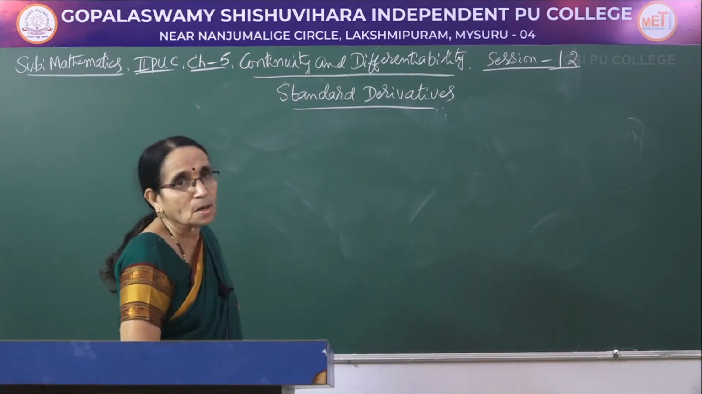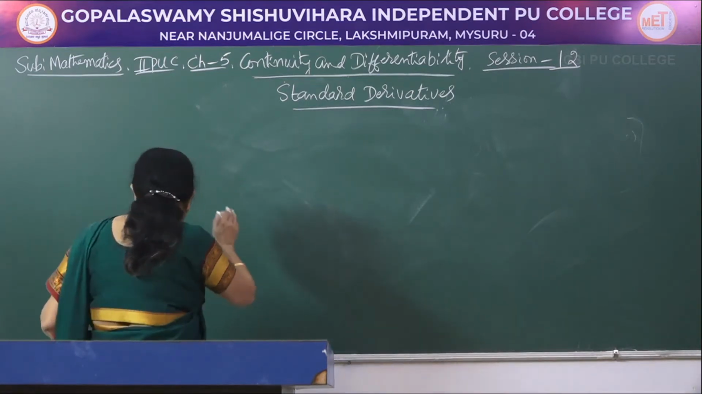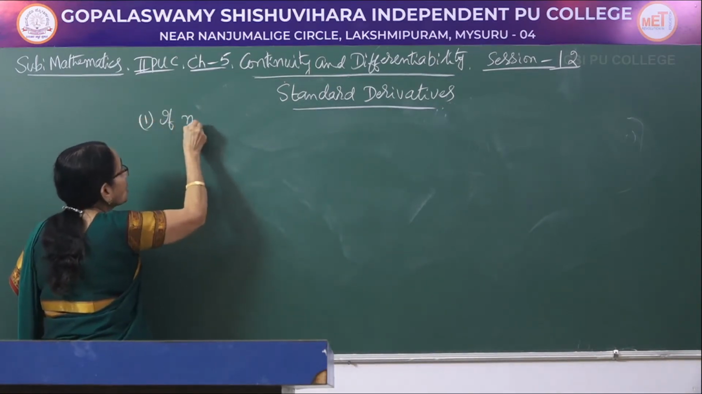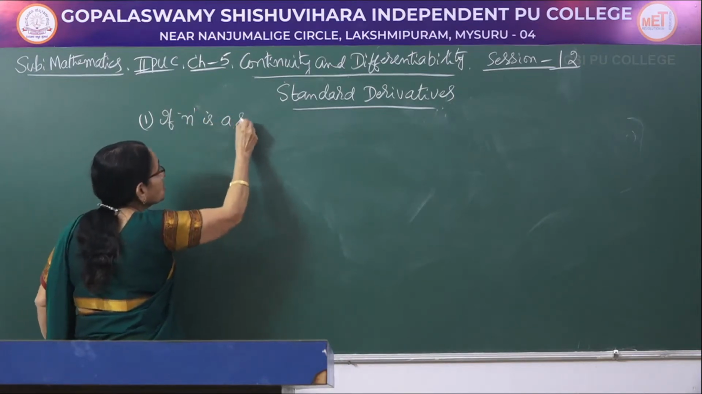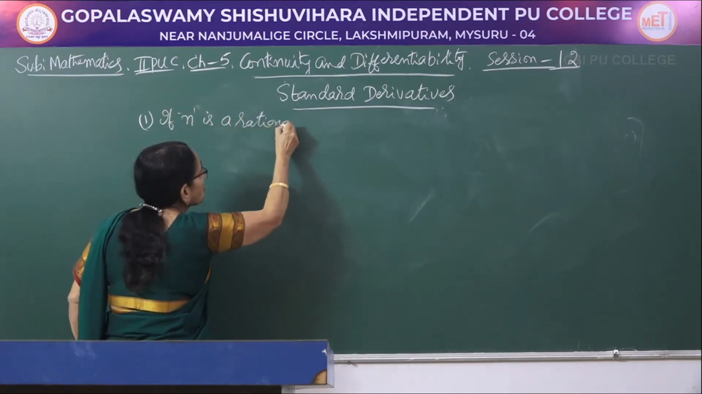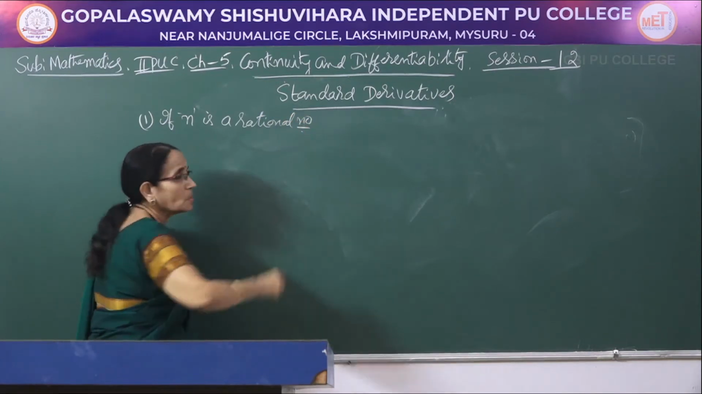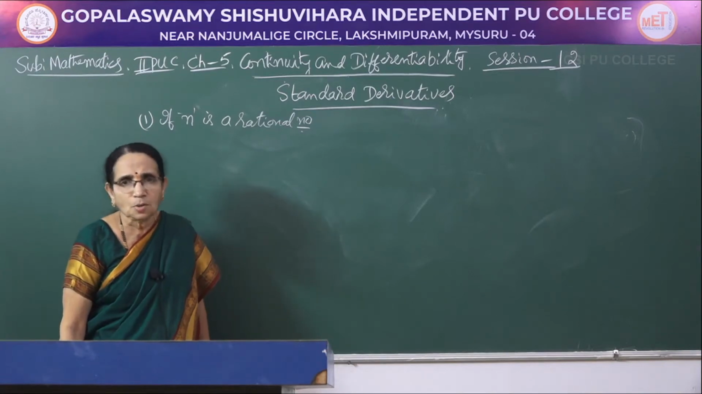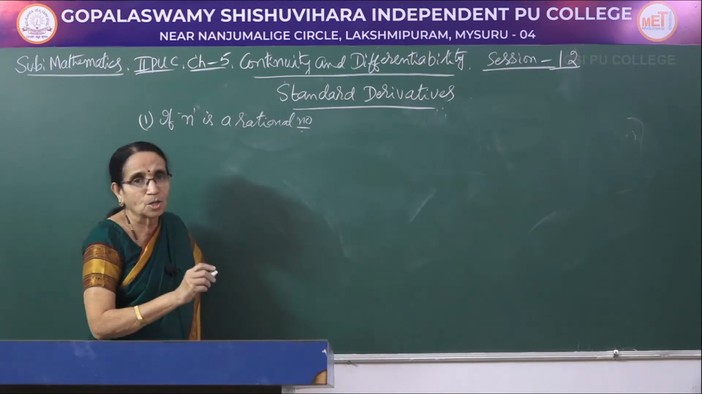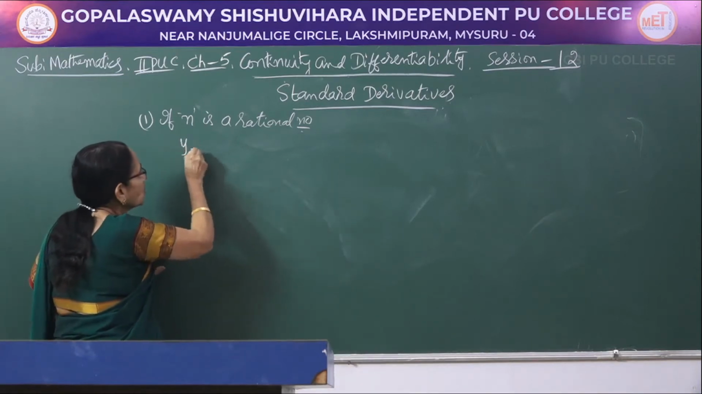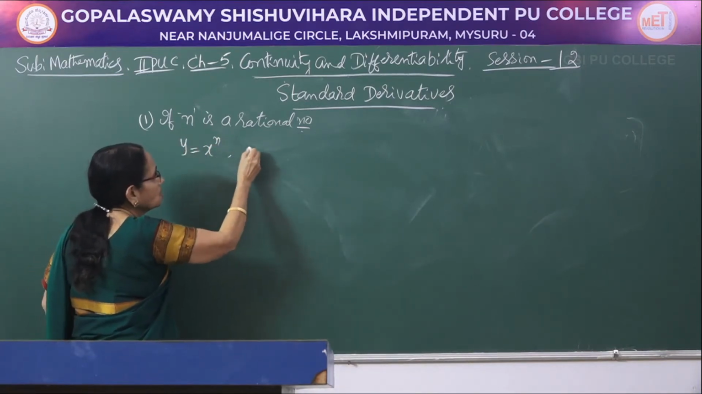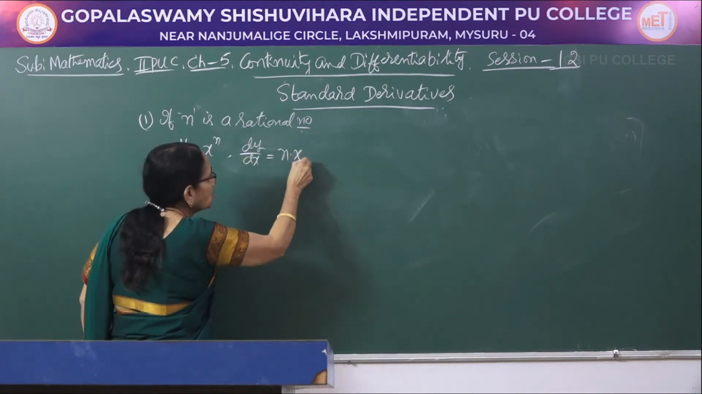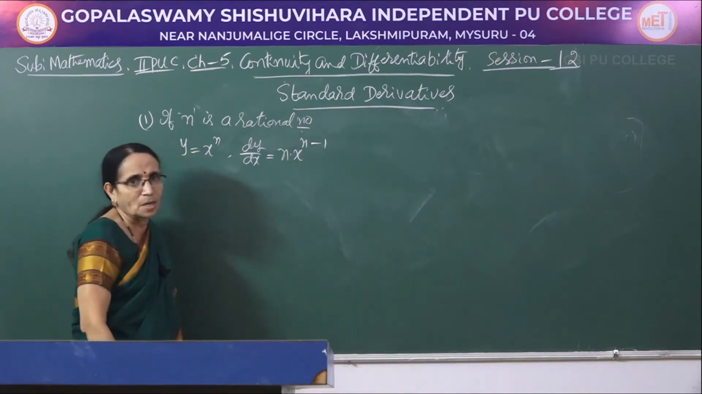First, I will start with the algebraic function. So, that is the first one. Now, if n is a rational number, what do you mean by rational number? Any number of the form p by q, where p and q are integers, q not equal to 0. So, when n is any rational number, then y is equal to x to the power n means the dy by dx, the derivative, would be n into x to the power n minus 1.